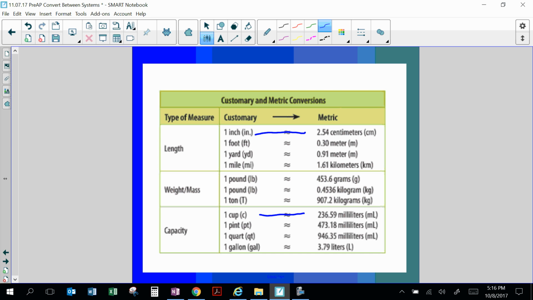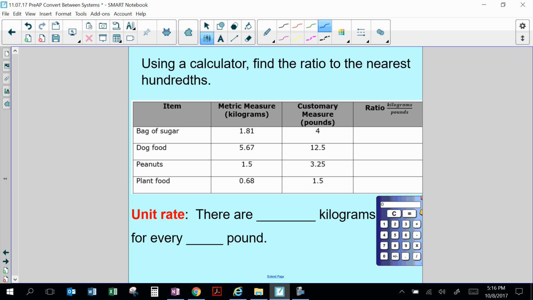So about here, the last one, the ratio between kilograms and pounds. So if you have 1.81 and you divide it by 4, it is about 0.45. And if I keep on dividing, you're going to see this ratio. So there are about 0.45 kilograms for every pound, which is pretty much half.